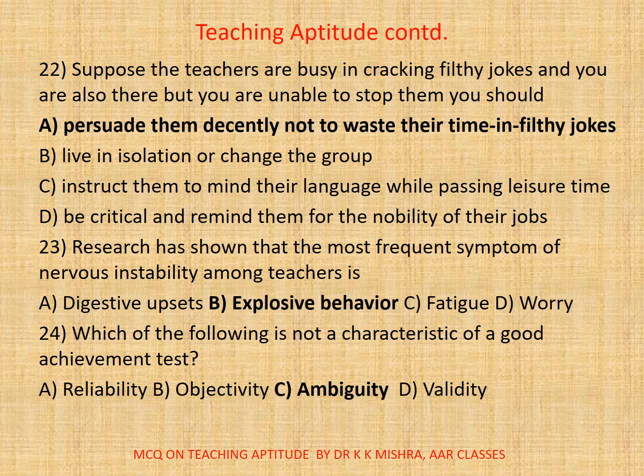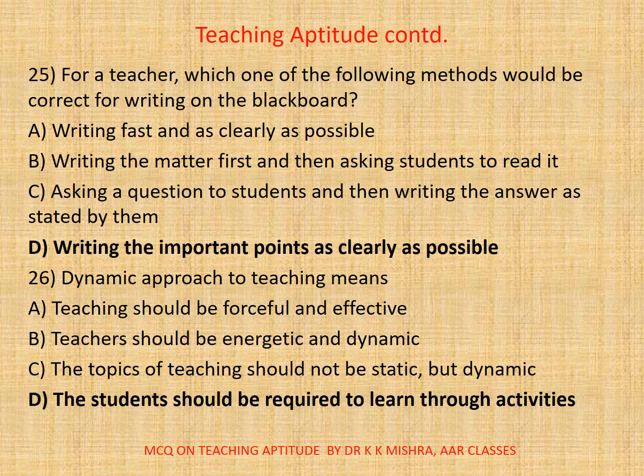24. Which of the following is not a characteristic of a good achievement test? Correct option is C, ambiguity. 25. For a teacher, which of the following methods would be correct for writing on the blackboard? Correct option is D here, writing the important points as clearly as possible. In fact, some of these questions are repeated from the previous videos.